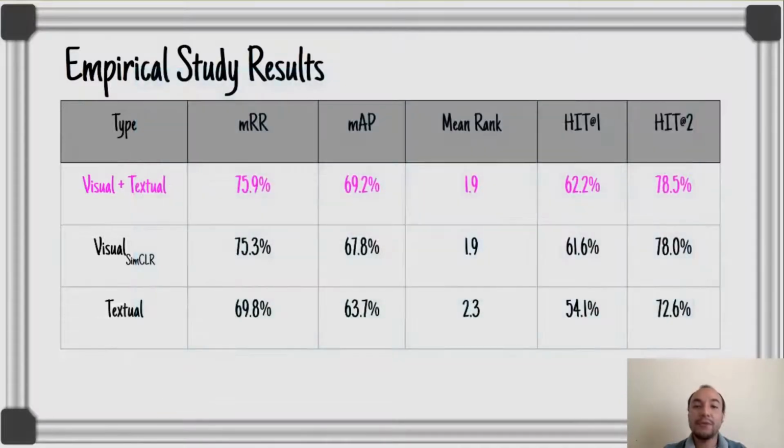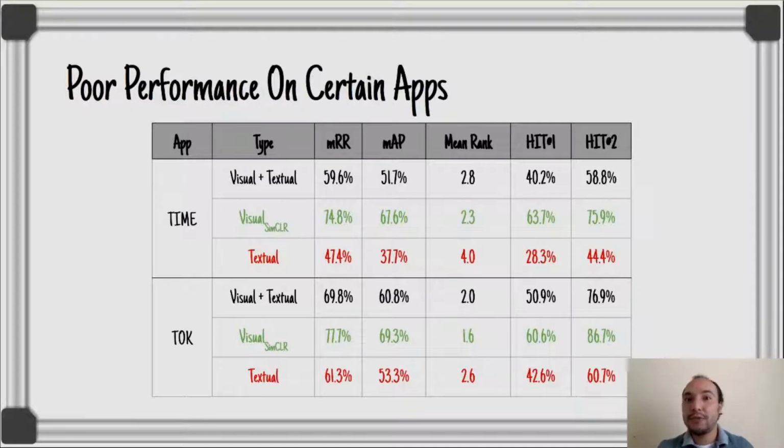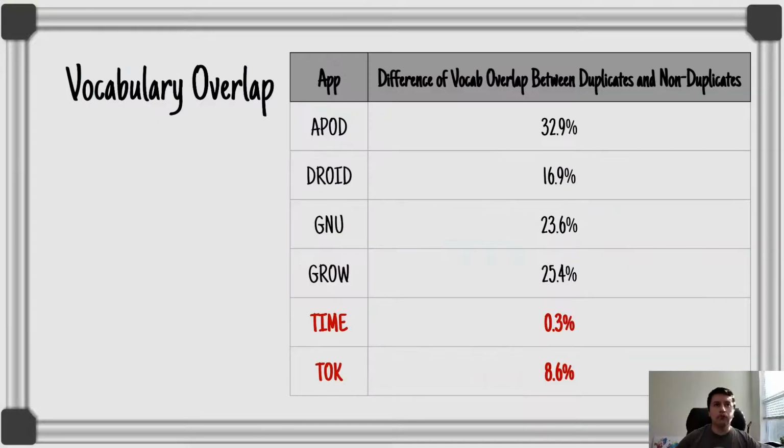However, if you look closely at the performance, you will see that Tango's configuration that only uses visual information is actually extremely close to the combined performance. Additionally, on a majority of the apps, the textual Tango configuration actually outcompetes the visual configuration. However, this is not the case for 2 apps, codenamed Time and Talk. From here, you can see that the textual Tango configuration performs extremely poorly, and that actually decreases the performance of the combined Tango configuration.